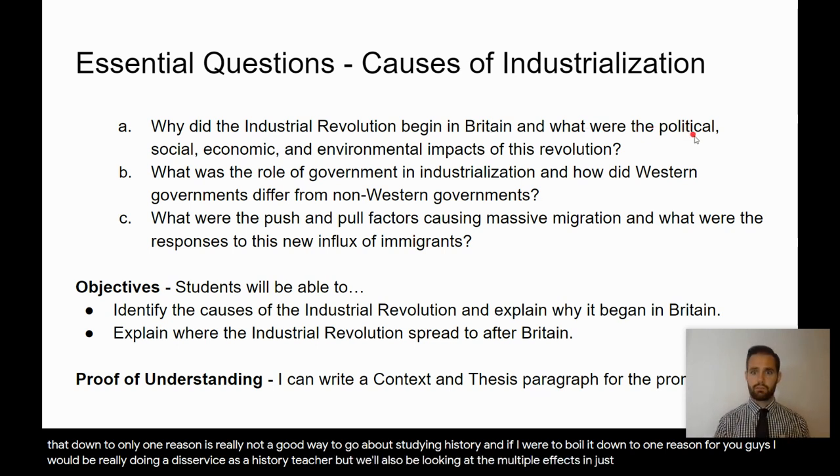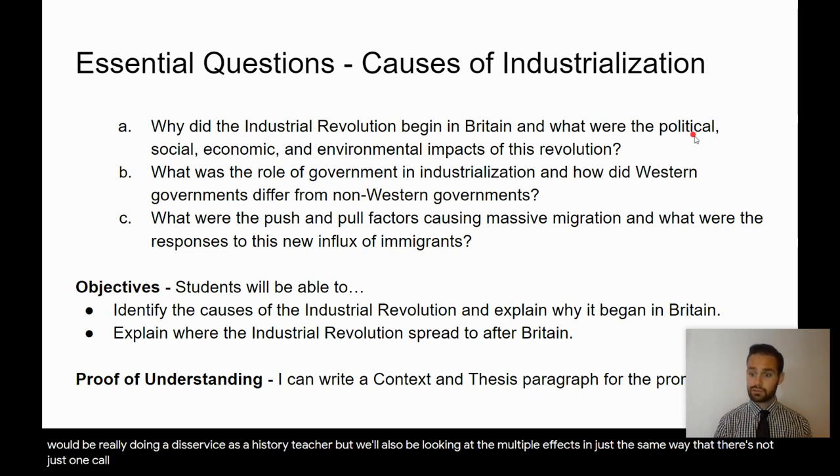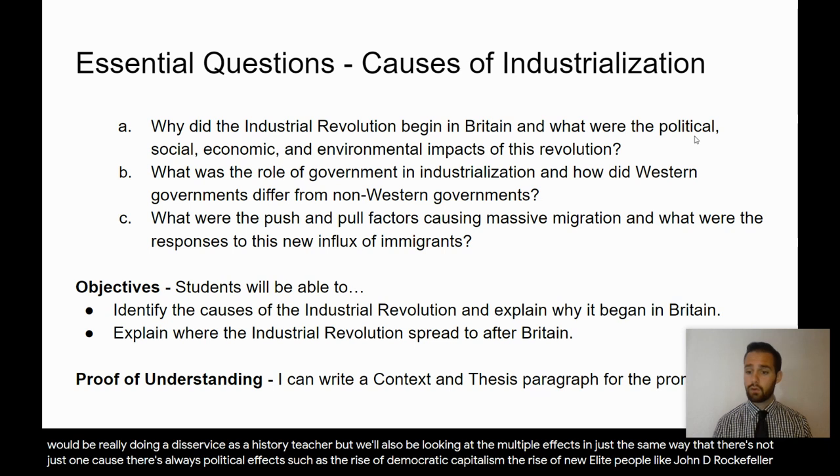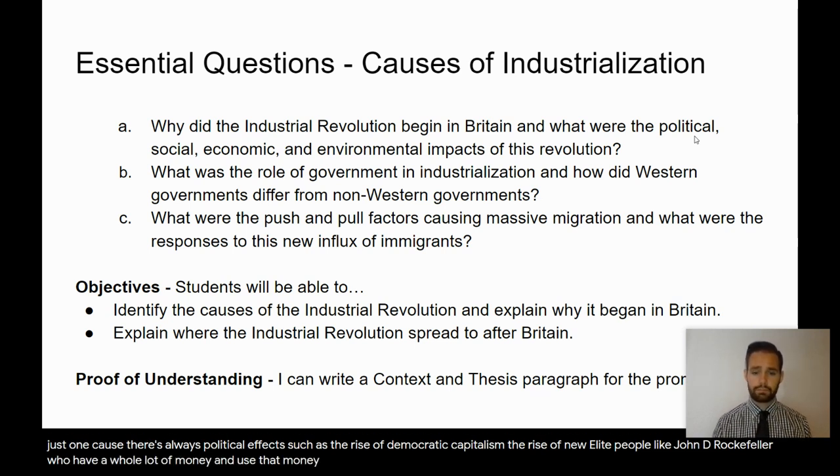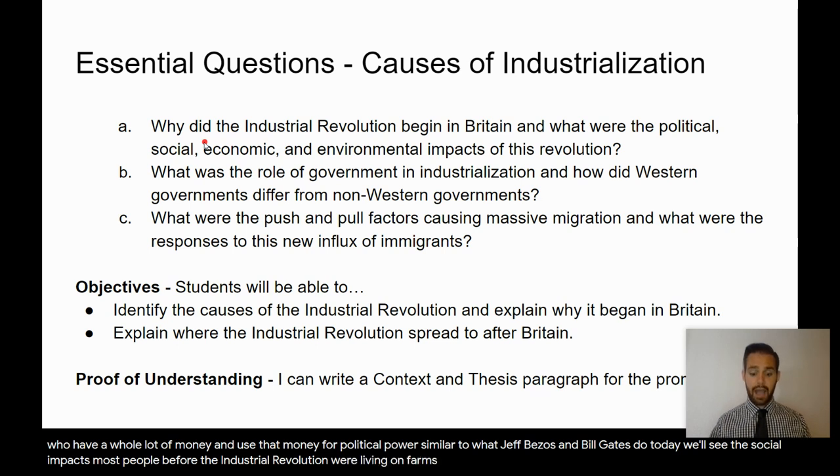In just the same way that there's not just one cause, there's almost never just one effect. We'll see the political effects, such as the rise of democratic capitalism, the rise of new elites, people like John D. Rockefeller, who have a whole lot of money and use that money for political power, similar to what Jeff Bezos and Bill Gates do today. We'll see the social impacts. Most people before the Industrial Revolution were living on farms. Now more and more people are moving into the city.